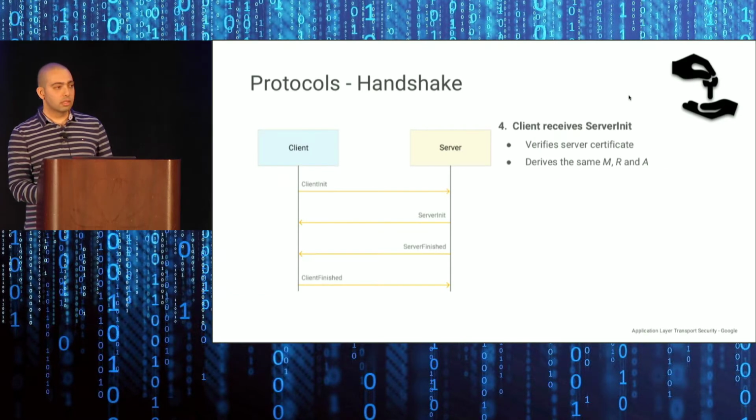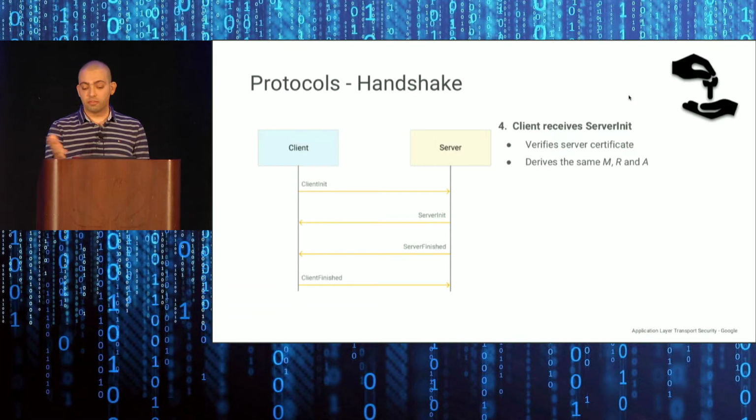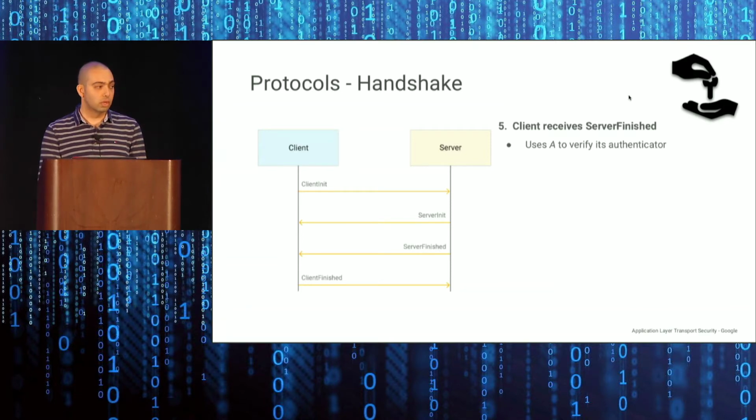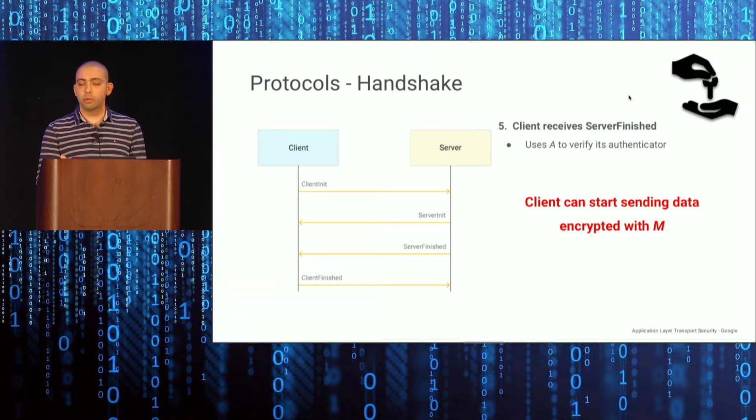Once the client receives the first of these two messages, the server init message, it can verify the certificate. It derives the same M, R, and A, and then when it receives the server finished message, it uses the derived A to verify the authenticator on that message. And at this point, the client has all the information to start using the record protocol. Basically, it can send encrypted data using the secret M.